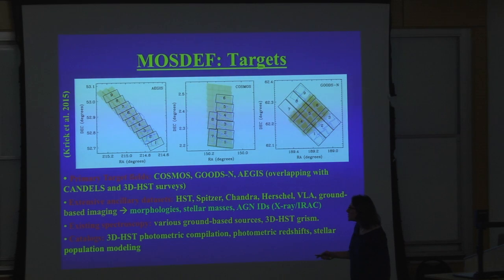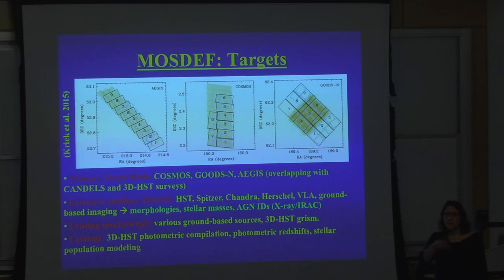We have the Cosmos field, this is the Goods North field, this is the Aegis field. These are places in the sky that have lots of ancillary data. So the Hubble Space Telescope, the Spitzer Space Telescope, the Chandra X-ray Telescope, Herschel Infrared, VLA Radio Telescope. There's lots of ground-based imaging spanning the optical and near-infrared.